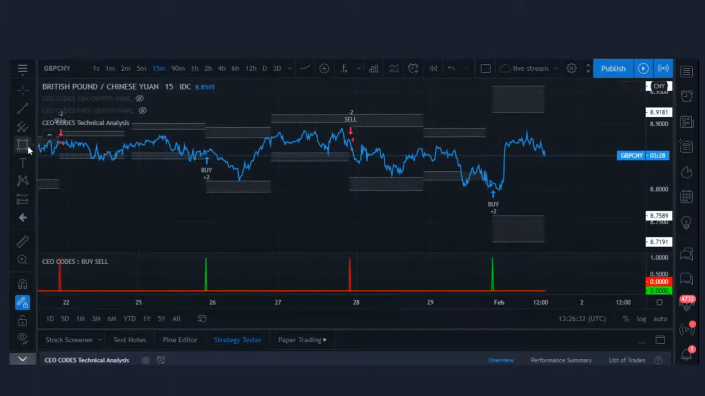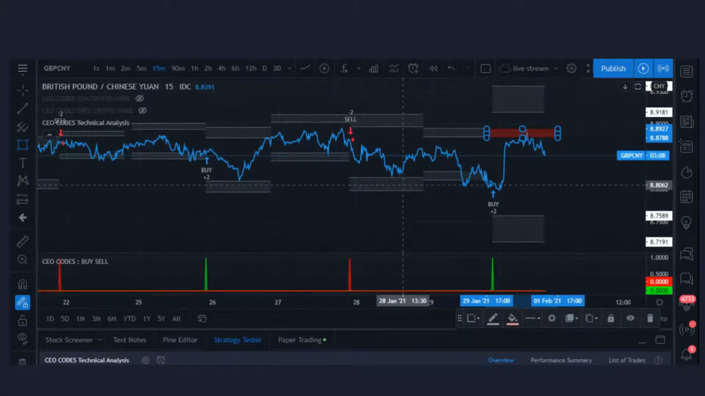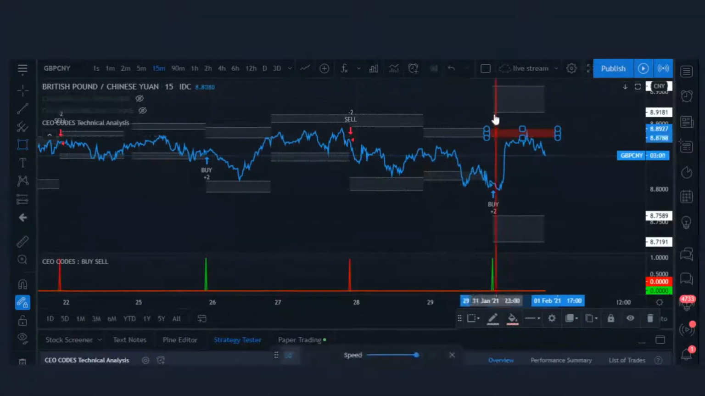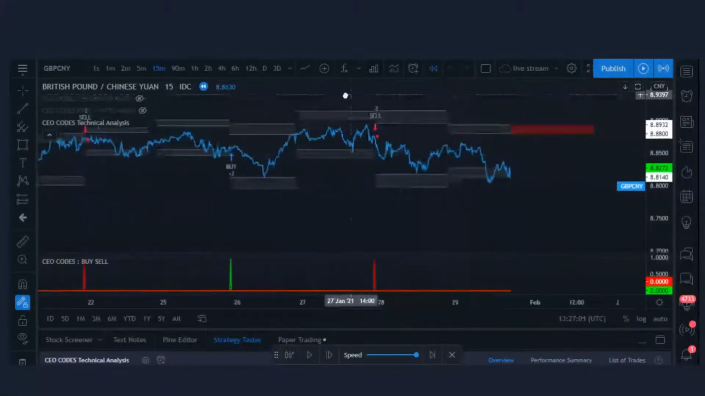But look again here. Why did the price just retrace back here? Look here at the previous support and resistance. Look at the previous resistance here. You see that? Okay, let's forget this part. Let's go back a little bit.